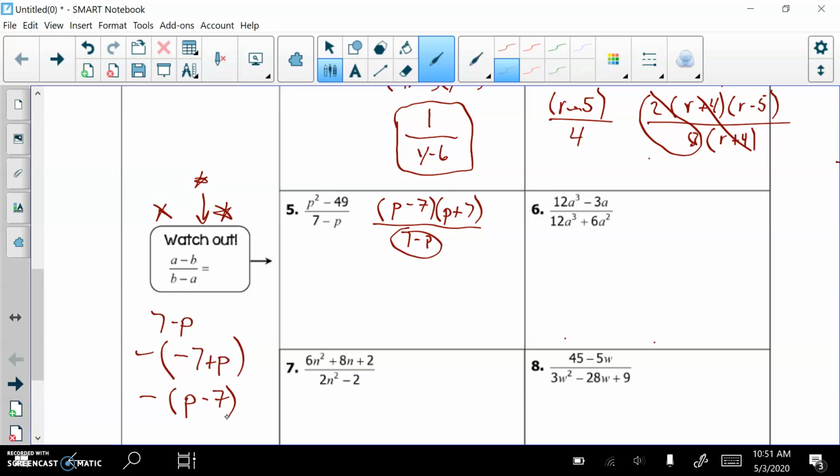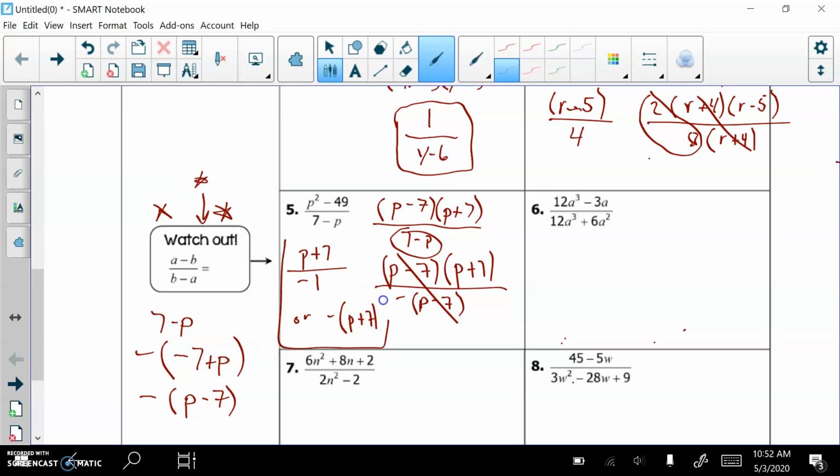So this 7 minus p, when I factor out a negative, rewriting the numerator. When I factor out a negative, it becomes p minus 7. Now the p minus 7's cancel. The negative is still there, so you have p plus 7 over negative 1, or negative p plus 7. I know that's a little weird, and we'll see that several times throughout this unit. Okay.